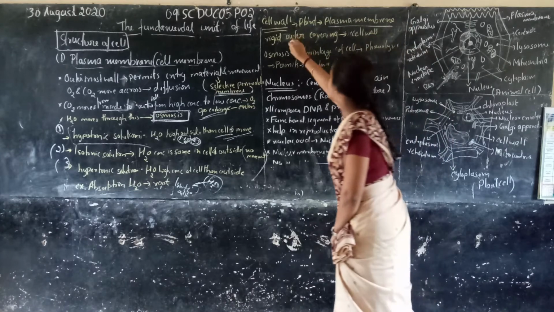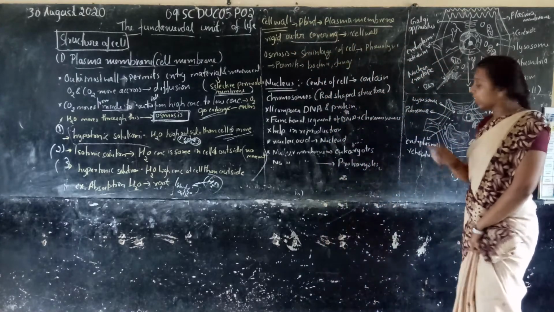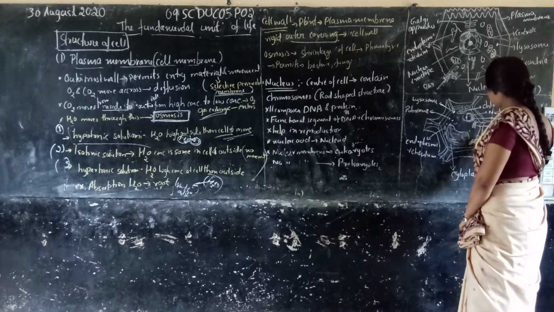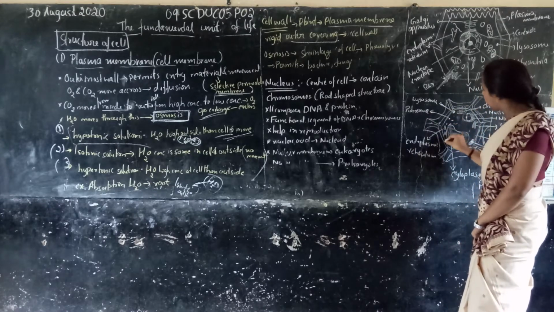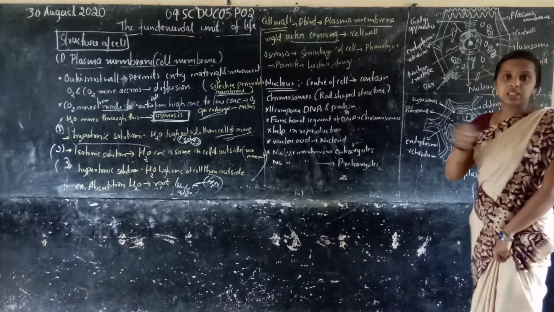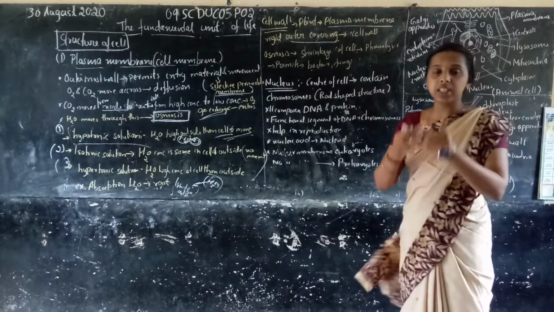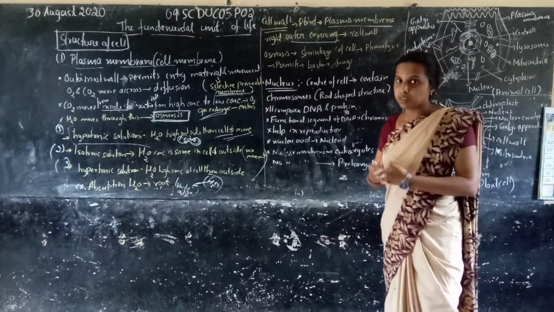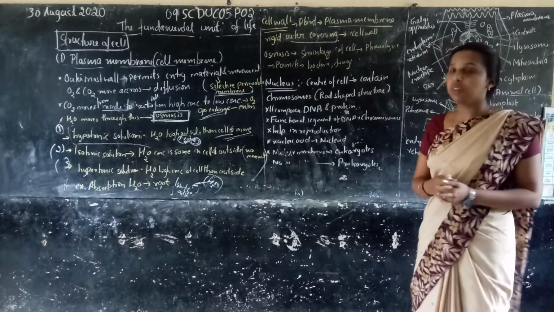It is a rigid outer covering. That means the cell wall occurs in a plant cell. It is a rigid outer covering of the plasma membrane. It is outside, similar to the plasma membrane, and it is a rigid outer cover. Its thickness is very rigid. So that wall is called the cell wall.